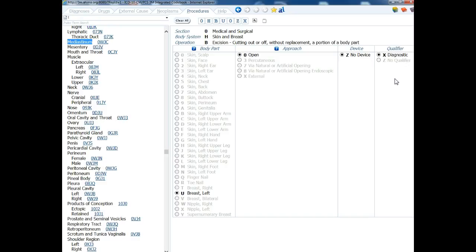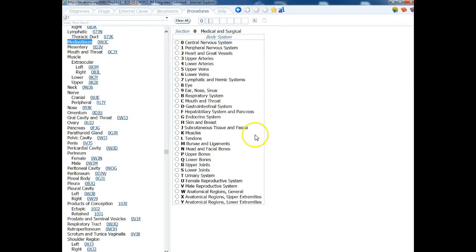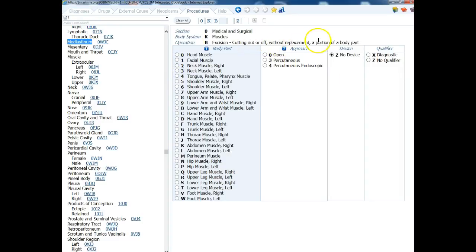So for number 9 on page 125, open debridement of the subcutaneous tissue and brachioradialis muscle right. Okay, so we know that we're in medical surgical and we are in muscles. We're coding debridement of a muscle. And a debridement is an excision. A debridement is cutting off a portion of a body part. That's the definition of excision.